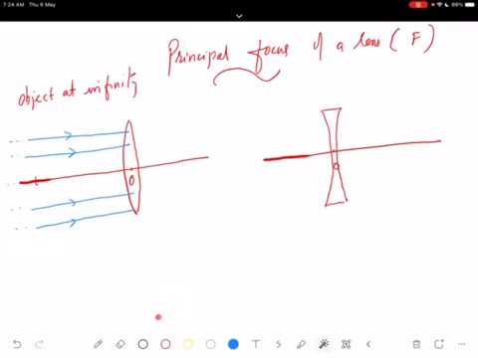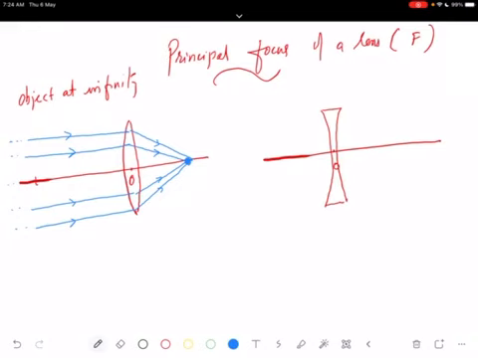So these rays, parallel to principal axis, after refraction are converging, coming to a point. You can see that they are coming to this point. So all are meeting at this point. They are converging to this point. So this point on the principal axis, we call it as principal focus.